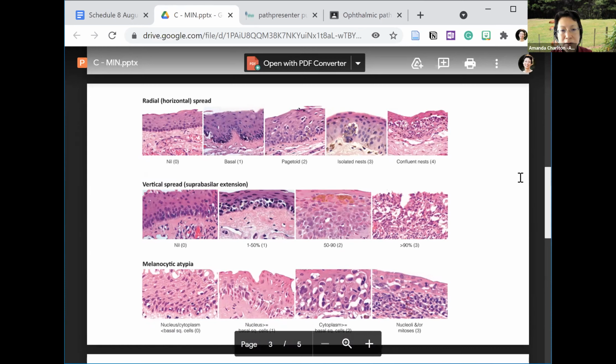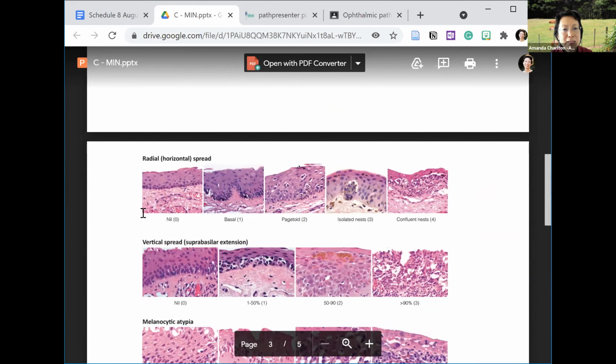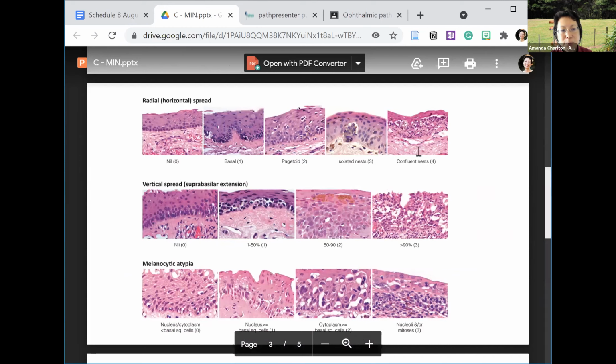So I have this printed out and glued onto the wall behind my microscope. So we have three different things that we've got to grade, just as I said up here: horizontal, vertical, and atypical. So let's look at the first row: horizontal, radial spread. So we're looking here at the epithelium, and there's no abnormality here. In all normal people, we have melanocytes scattered, say one cell to every 5 to 10 cells is a melanocyte along our basal epithelium. All the rest of the other cells are squamous cells or keratinocytes.